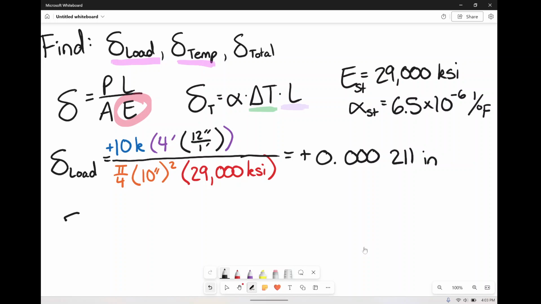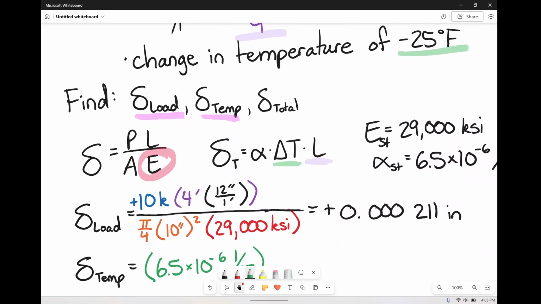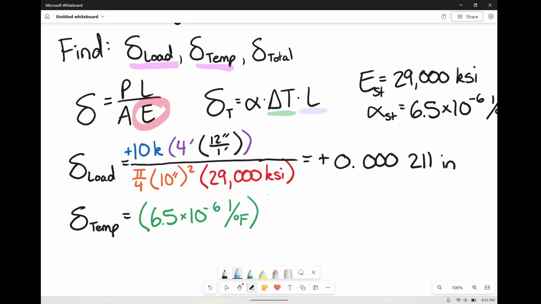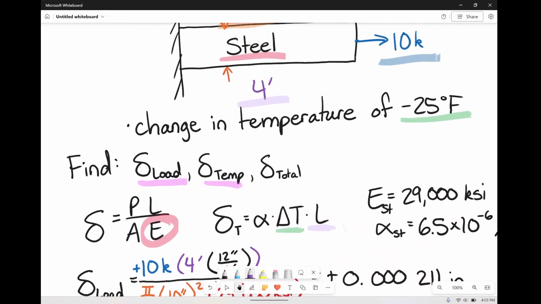Now we're going to do the deformation due to temp. And the temp one's really simple, right? We have alpha. Let's give alpha a new color. How about green? So alpha here, 6.5 times 10 to the negative 6, 1 over degrees Fahrenheit. We had a change in temperature of minus 25, so he needs a new color. He'll be light blue because he's getting chilly. So minus 25 degrees Fahrenheit. And then our length, and again, our length was in purple, and our length was 4 feet.